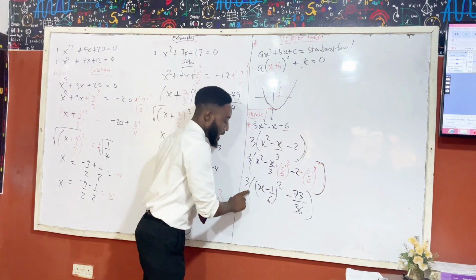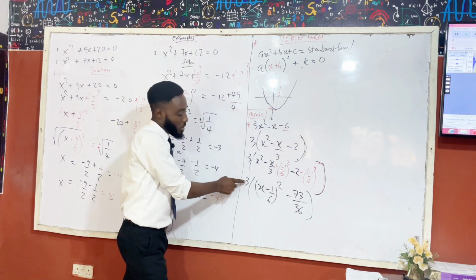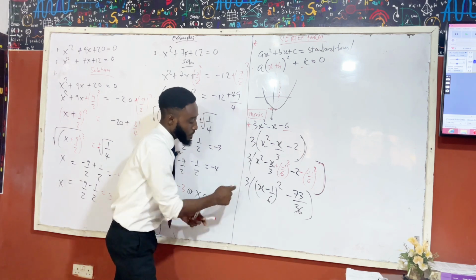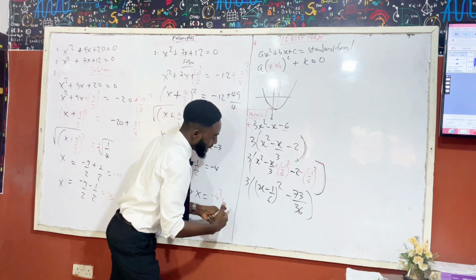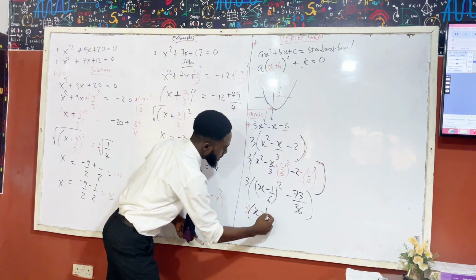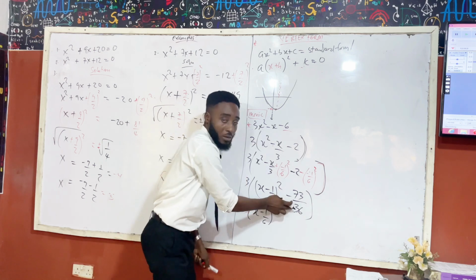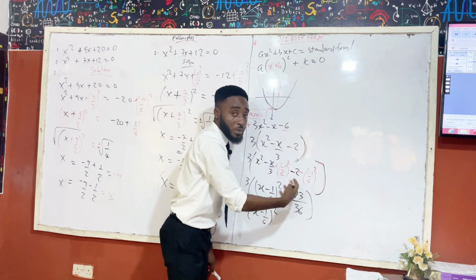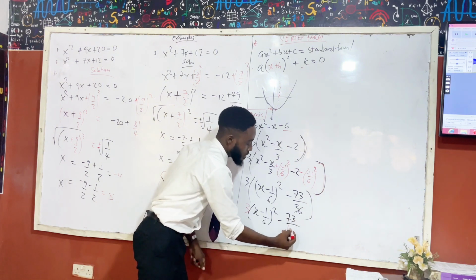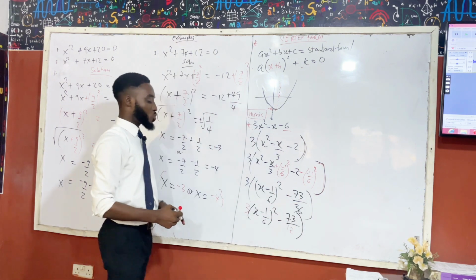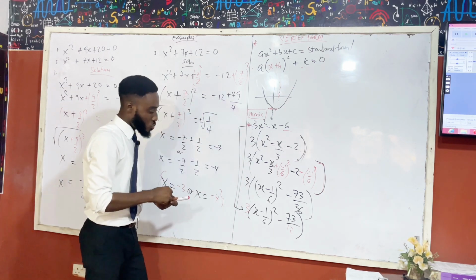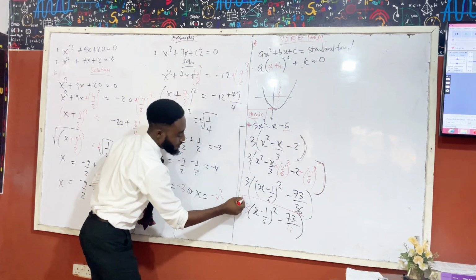So finally, I'll now relate it with the 3 over here. So we'll have 3 multiplying this bracket, 3 multiplying this one as well. So I'll finally have 3 into bracket x minus 1 over 6 all squared. 3 relating with this part leaves it as what? Minus 73 all over 12. So this is how I've expressed this whole thing into the vertex form.